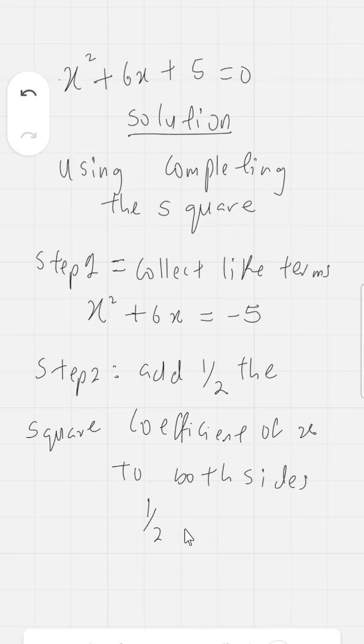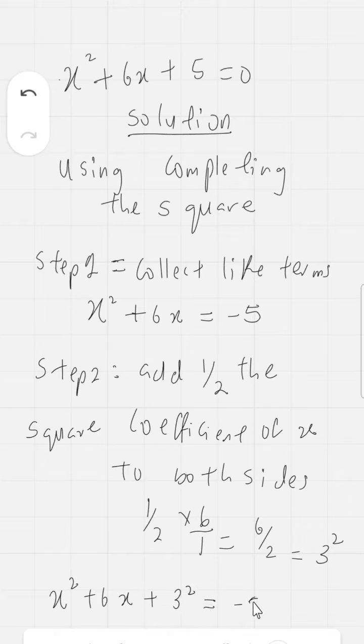Find half of 6 first. Half of 6 is 6 over 2, which is equal to 3. Then square it. The square of it is what? 9. So this is what you do. You now have x squared plus 6x plus 3 squared equal to minus 5 plus what? 3 squared.